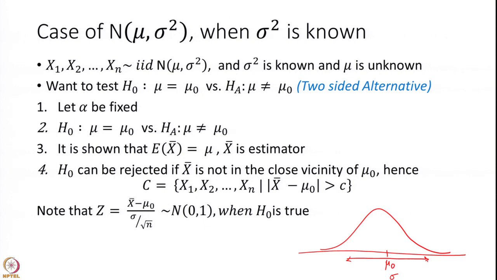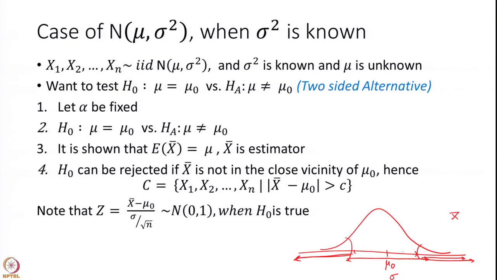Now what I would like to say is that once I find an x bar, the question is, if my x bar is not exactly mu 0, I cannot expect it to be exactly equal to mu 0, but even if it is in some vicinity of mu 0, I should be happy. But if it is way beyond the mu 0, then I can say that my null hypothesis does not seem to be true.